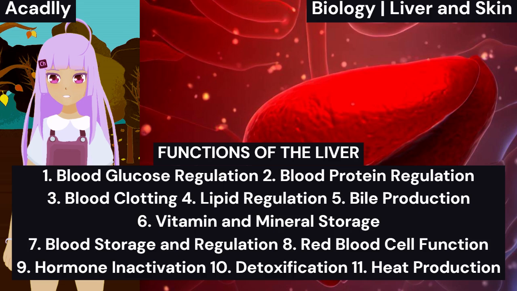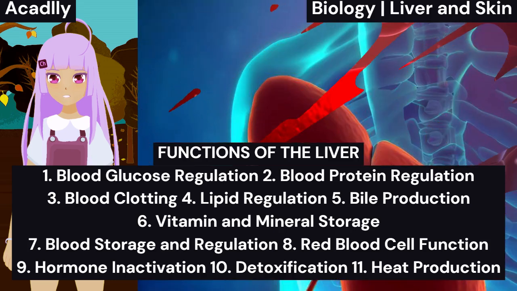5. Bile production. The liver produces bile, which aids in the emulsification of fats. Bile is stored in the gallbladder and consists of water, bile salts, bilirubin, inorganic salts, and cholesterol. 6. Vitamin and mineral storage. The liver stores vitamins and minerals like iron, zinc, copper, and potassium. 7. Blood storage and regulation. The liver can store up to 1,500 cm3 of blood, helping regulate blood volume and pressure in the general circulation.